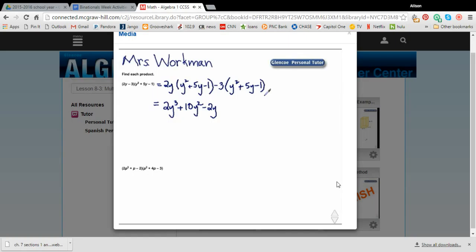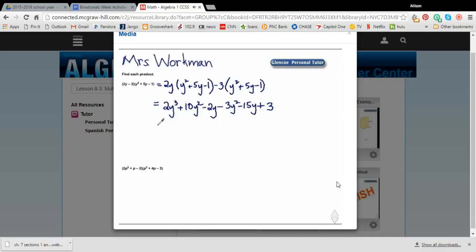I'm going to use the distributive property again with the negative 3, as I said before. Negative 3 times y squared is negative 3y squared. Negative 3 times 5y is negative 15y. And negative 3 times negative 1 is positive 3. So we have done all the multiplication.